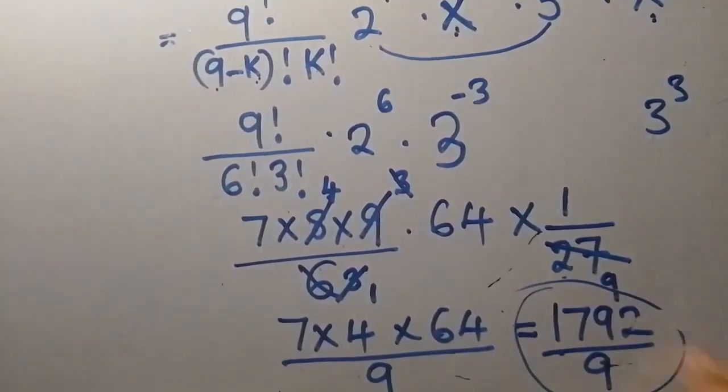So hope we've seen this answer. 1792 over 9. This is the independent term in that expansion that we were doing.